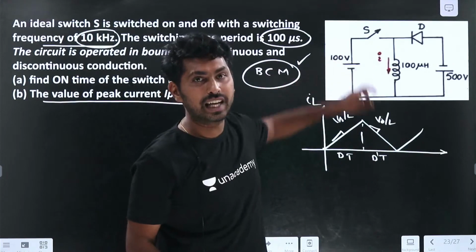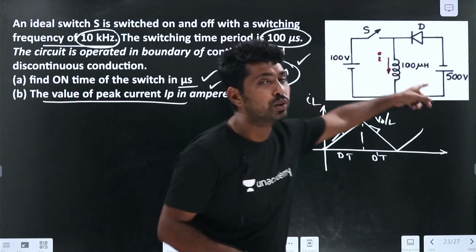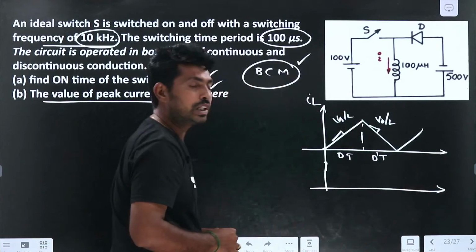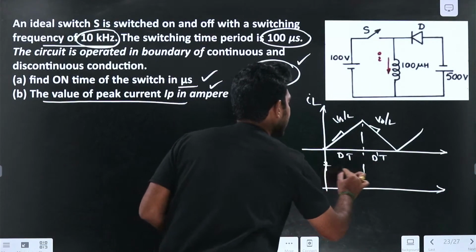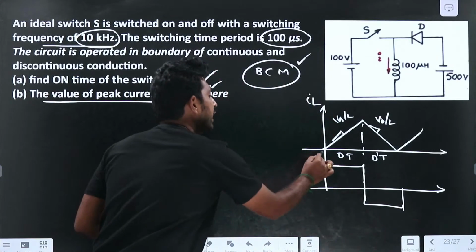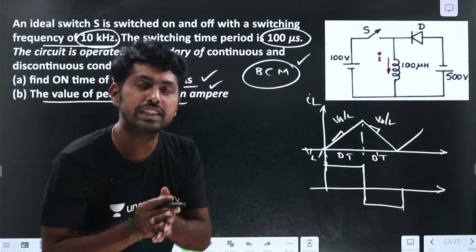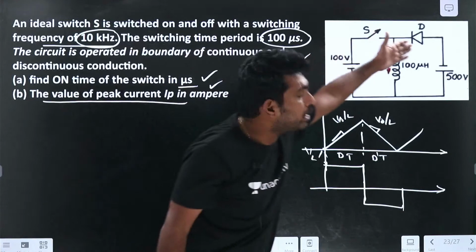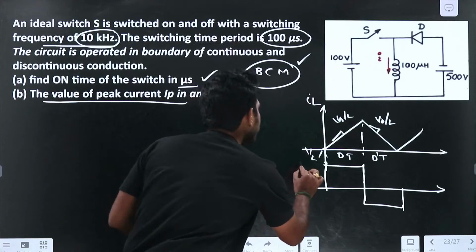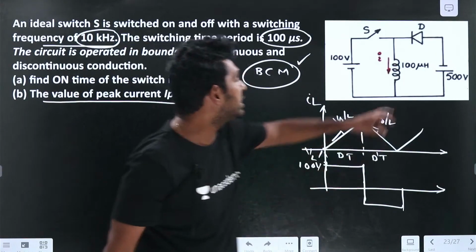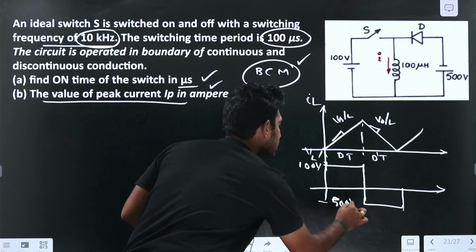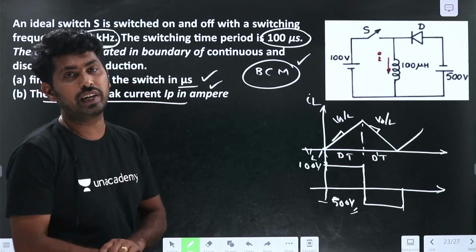Vs is given as 100. Now if I draw the VL waveform, it would be like this. When the switch is on, VL equal to Vs. When the switch is off, that is when the diode is on, VL equal to minus V2. What is the Vs value here? Which is 100 volts, and the other is minus 500 volts. If I know this, I can find the T on time.